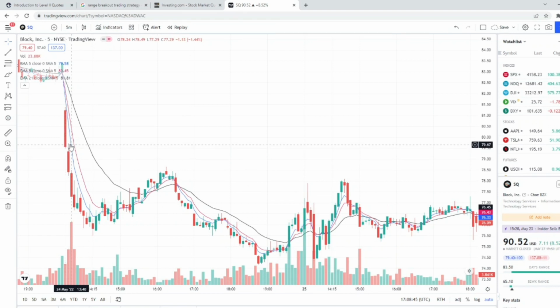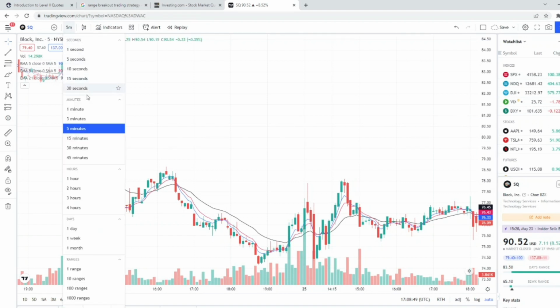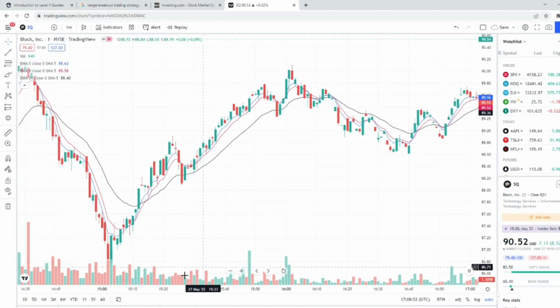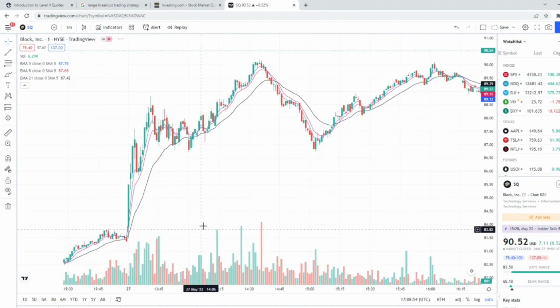plus it was squeezing at the same time above the moving averages. So if you guys don't know how to use the DTM squeeze, the link will be down in the description for that video, so make sure to watch that as well. But this is one example of how to use the ORB strategy.